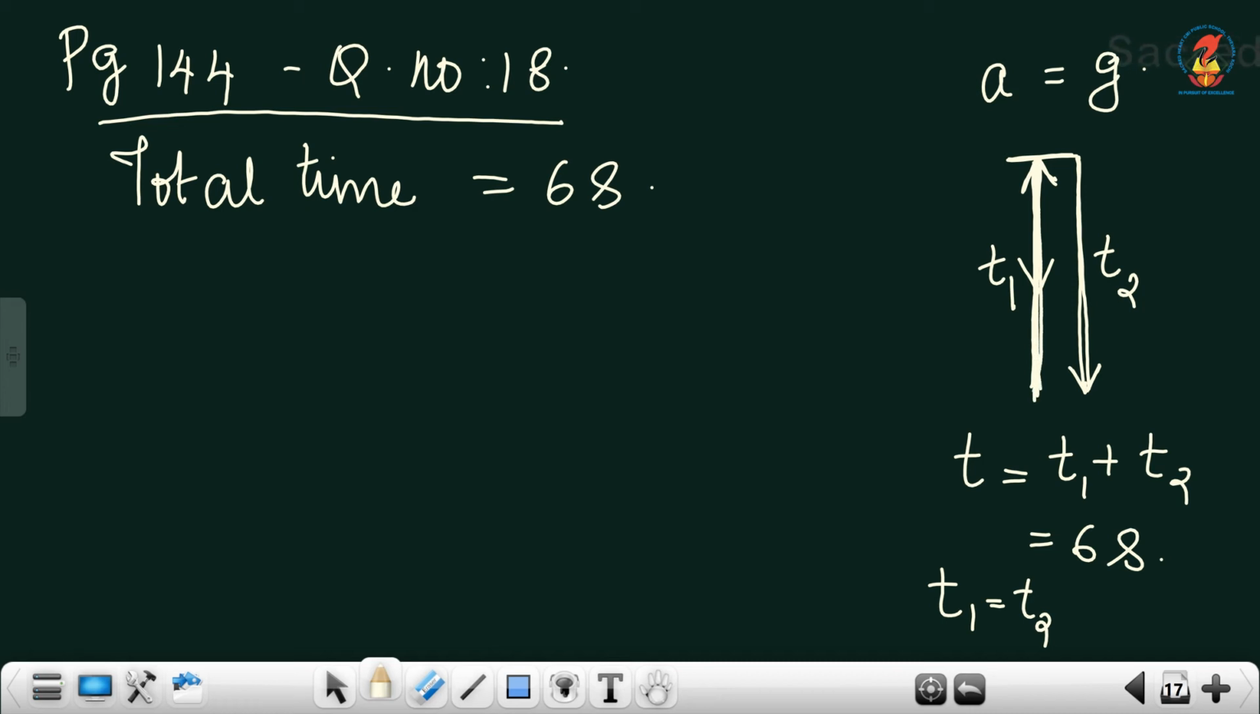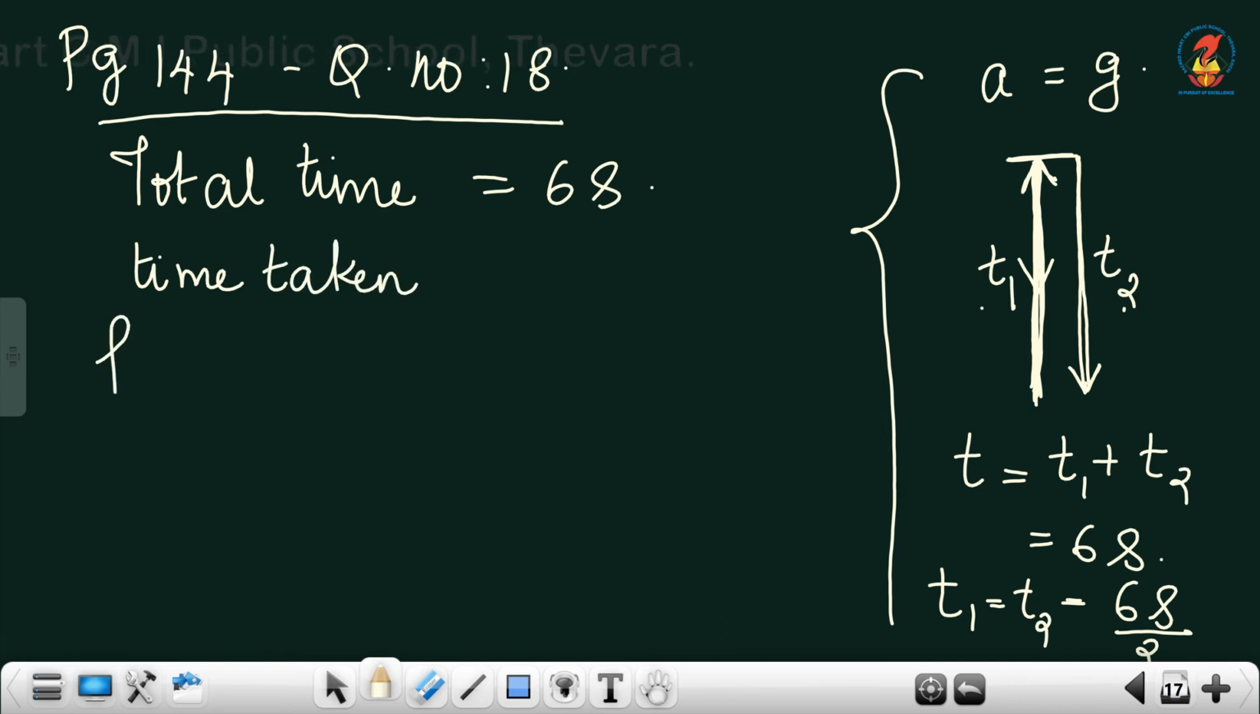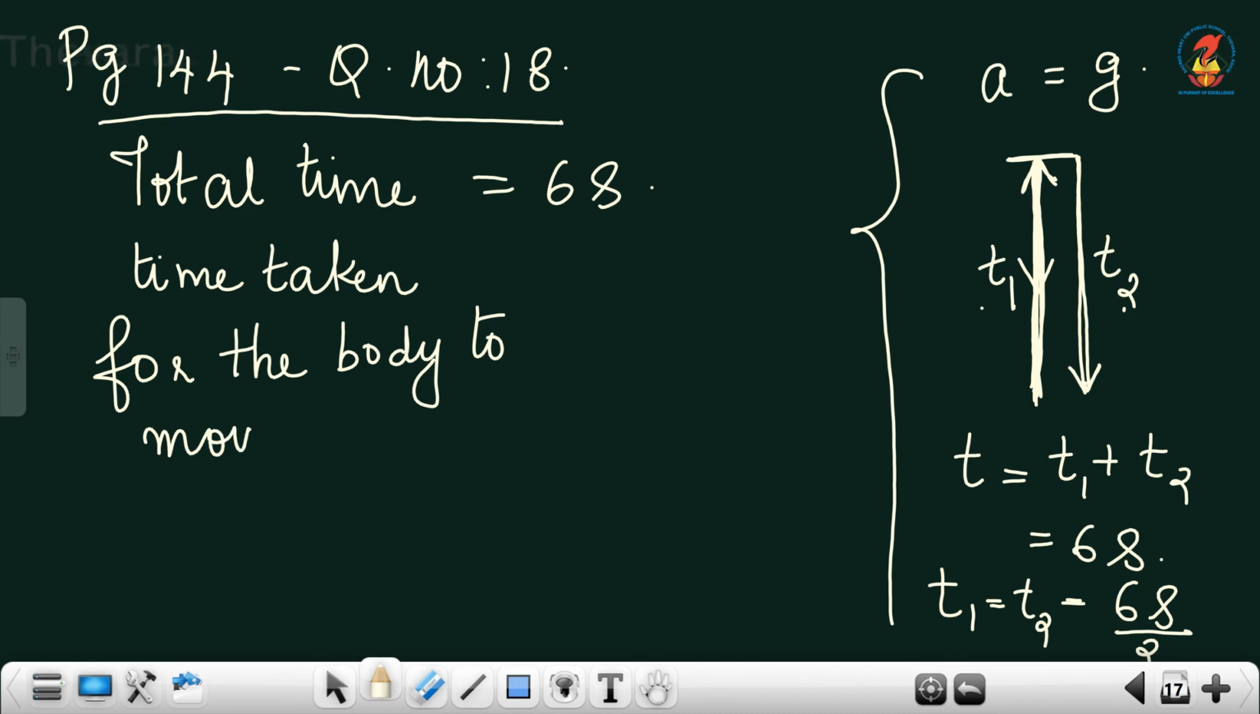So to reach back the ground, the body will follow the same path. So T1 will be equal to T2, which is equal to 6 seconds by 2. So the time taken for the body to move up will be 6 seconds by 2, which is equal to 3 seconds.